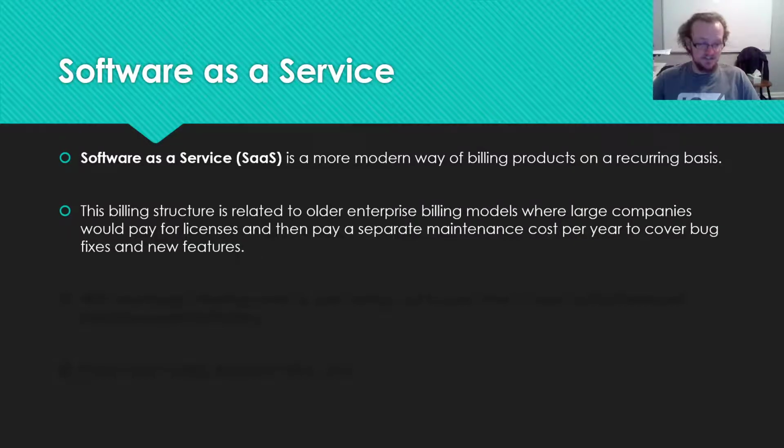And then in addition, they would pay a separate maintenance fee, which is usually annual, and that maintenance fee would recur much more frequently than the license fee. So as you add new employees, you would have to add new licenses, but year over year you would have to pay additional maintenance fees. That maintenance cost was supposed to be covering bug fixes and new features.